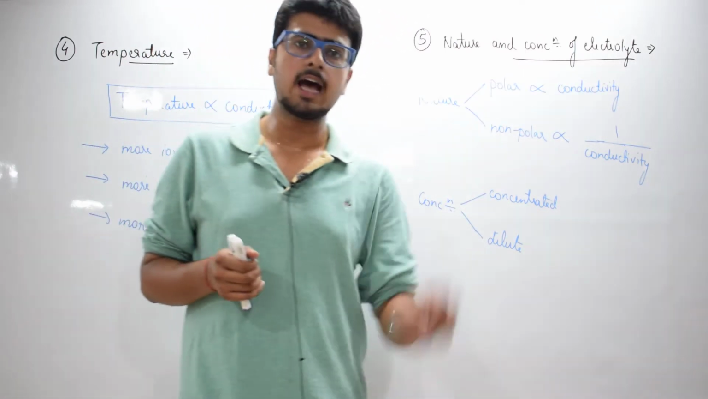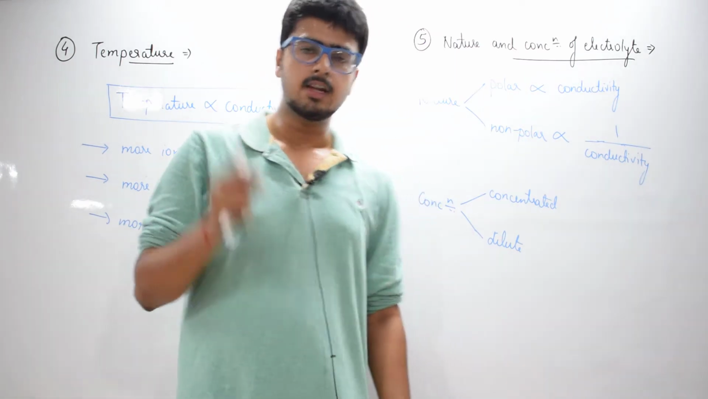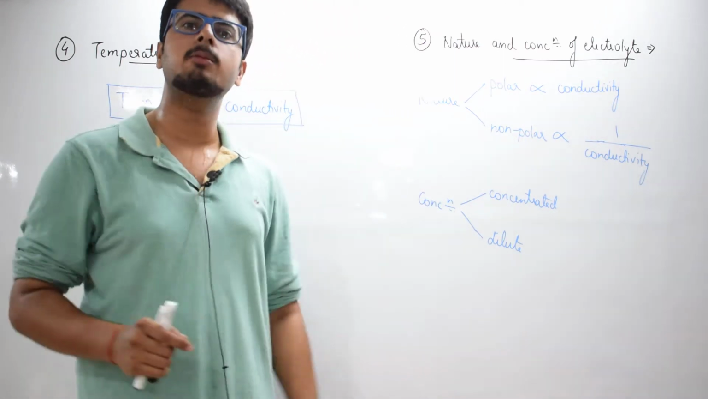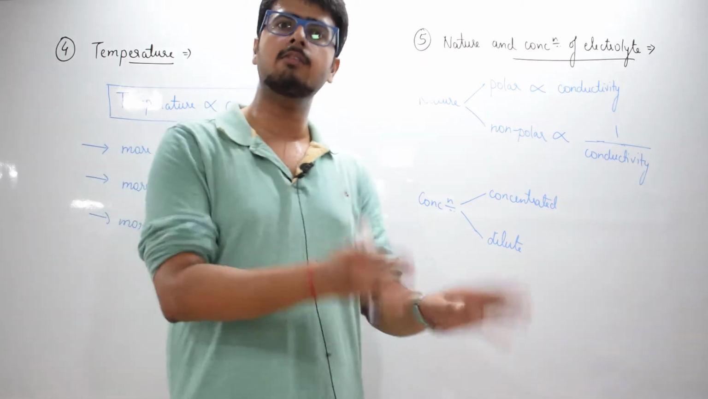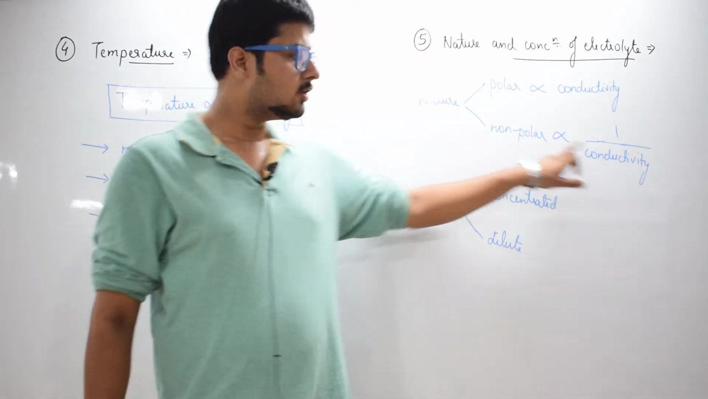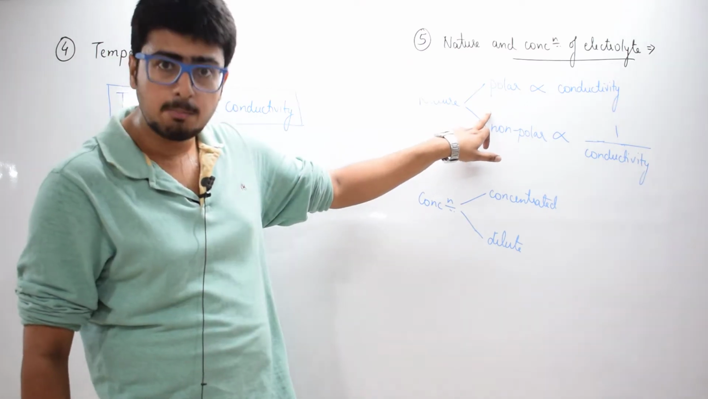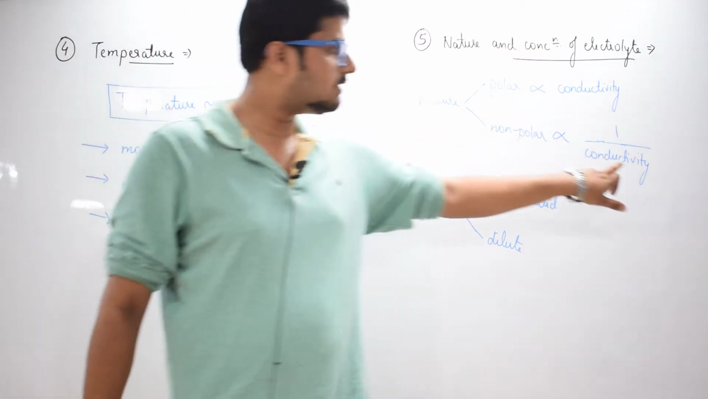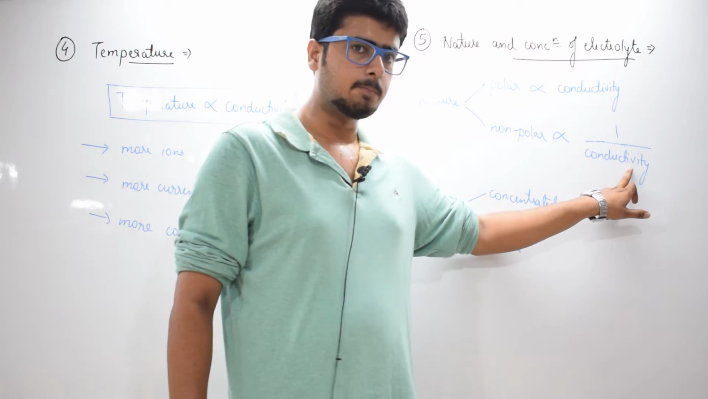If it does not have positive and negative ends, that means lesser will be the formation of ions, lesser will be the value of current and hence lesser will be the value of conductivity. So, more will be the value of non-polarity in the molecule, lesser will be the value of conductivity.